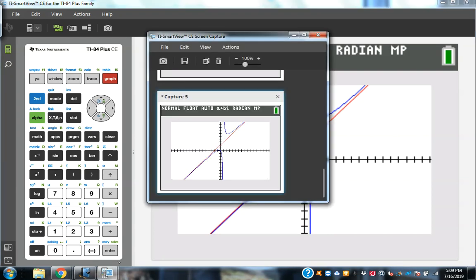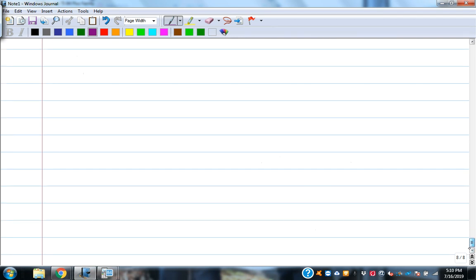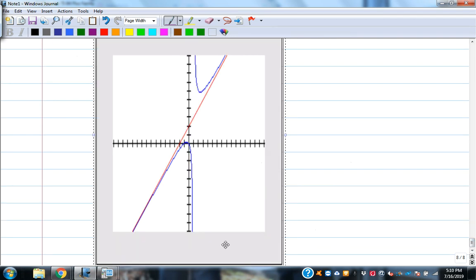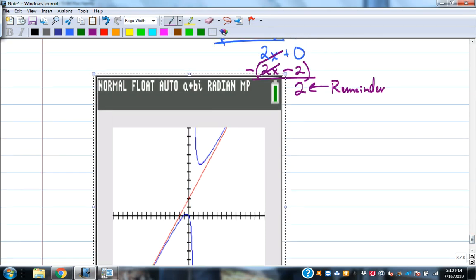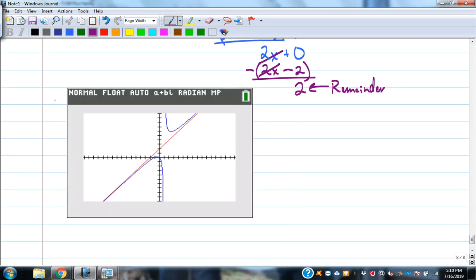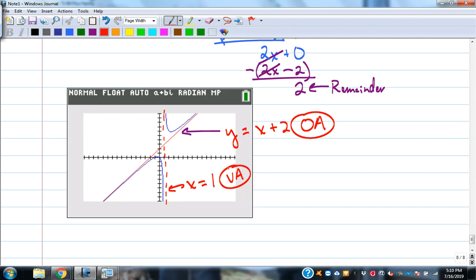If I take a snapshot there, pop that down on the page. Oh, it stretches it out so much. So here we have that red line is y equals x plus 2. That's our oblique asymptote. We also had a vertical asymptote at 1. Right there it is. That's x equals 1. That's our vertical asymptote. And then we hadn't found our intercepts yet, but we're going to. So let's find our intercepts.